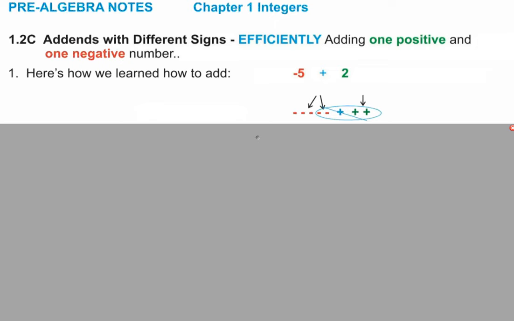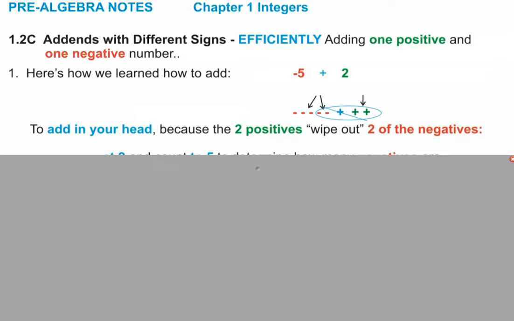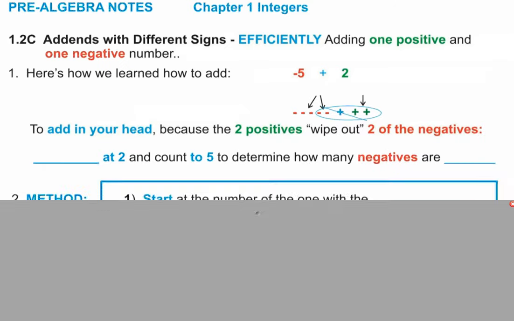And again, if you guys will just hang in there and focus and pay attention, your positives and negatives will never give you trouble if you'll just focus in. Because honestly, they're easy. But remember, we have them all the rest of our math career, so we gotta be almost perfect with them. And so that's the idea. So let's continue to train our brain.